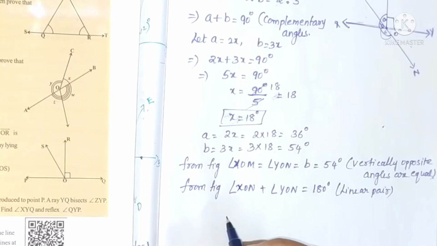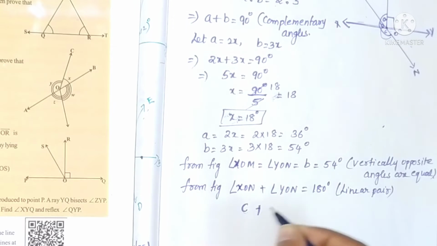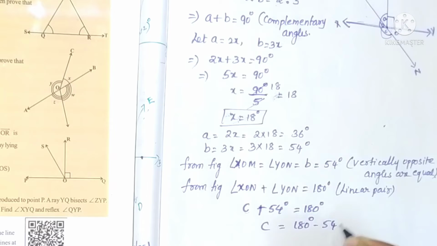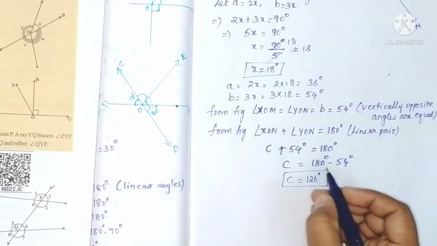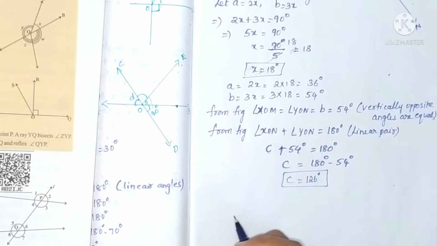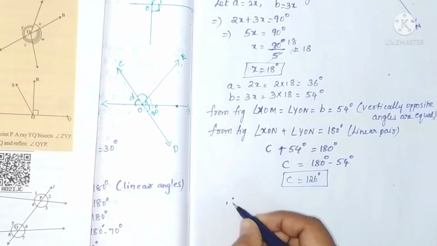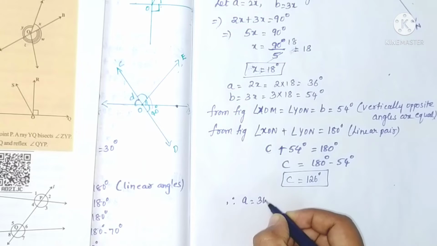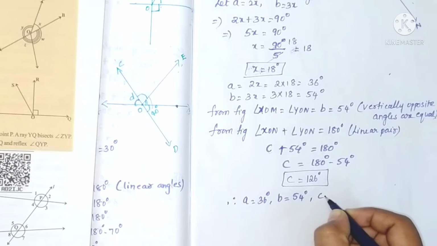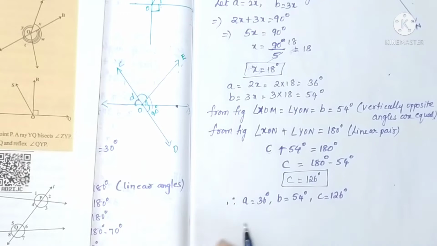Okay. So we have angle XON as C and angle YON as 54 degrees, equal to 180. C equals 180 degrees minus 54. So if we subtract 180 minus 54, it is 126 degrees. Okay. So A equals 36 degrees, B equals 54 degrees, and C equals 126 degrees.